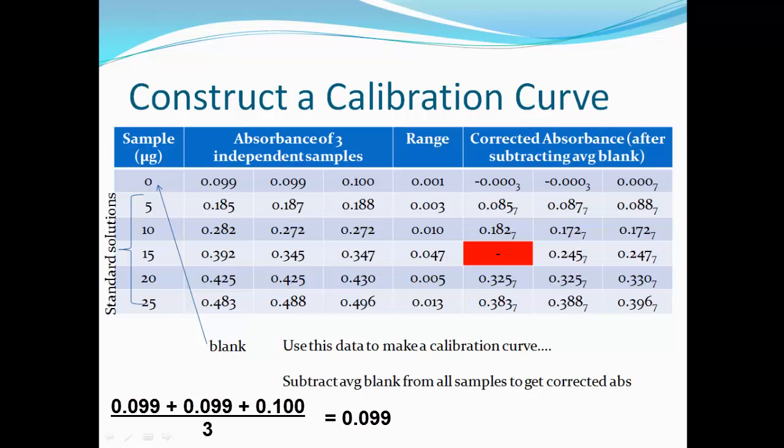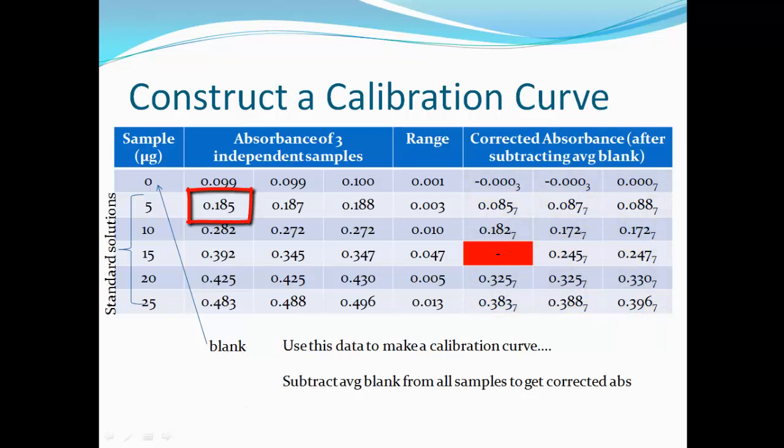And that's why they have the second part of the table over here on the right where it says the corrected absorbance after subtracting the average blank. So if you take 0.185, which is this point right here, and subtract 0.099, you're going to get 0.0857. And that's how they get all of the different values on the right side of the table.